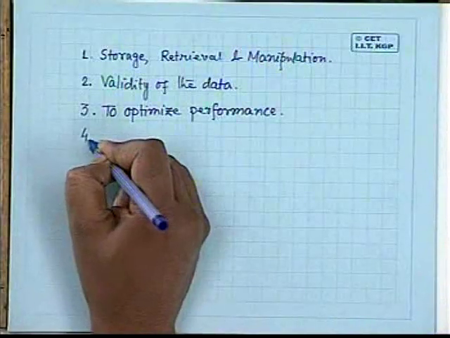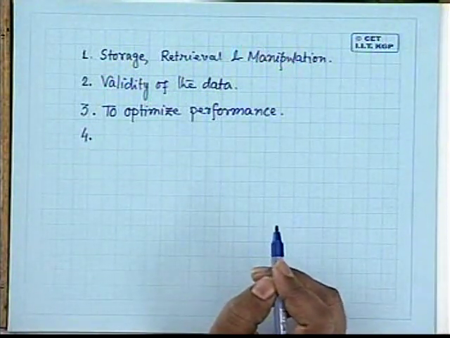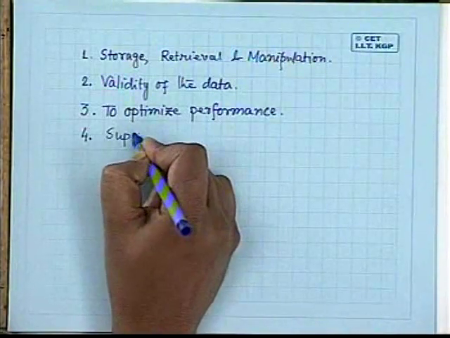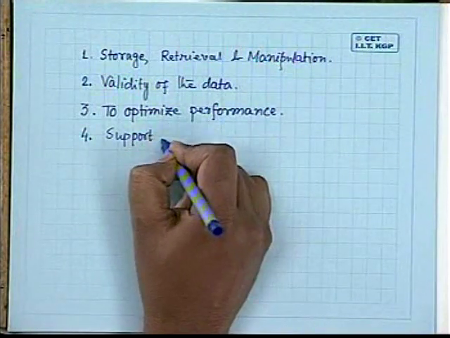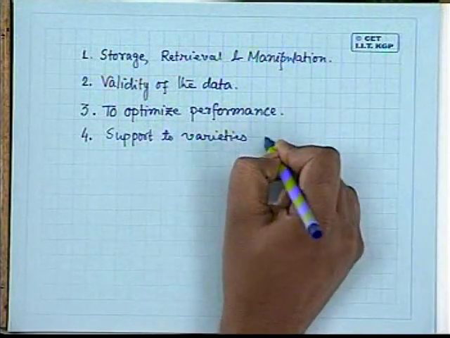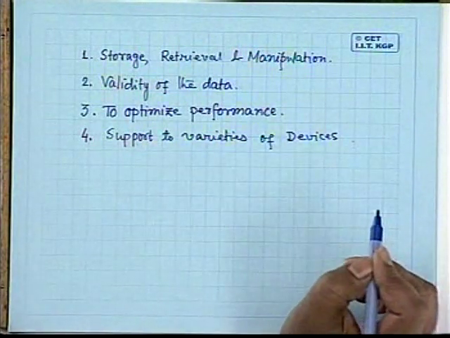Then next, what it has to support is, on a system I can have different types of devices or different types of file systems. Okay. So this file management system should be able to support a variety of devices. Okay. So it should give support to varieties of devices.